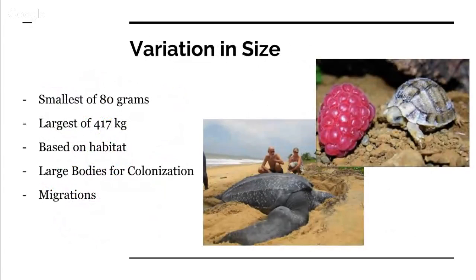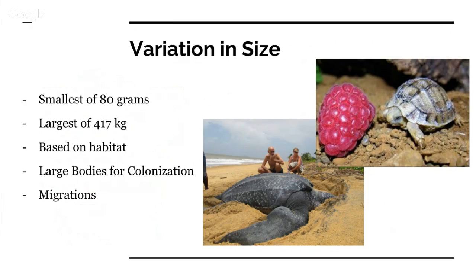There is definitely a large variation in size for turtles. As you can see, you've got the leatherback sea turtle, which is just absolutely enormous. Another example would be the Galapagos tortoise, which is the largest known species of the Testudines. And then to the right, we've got a little tiny turtle. The smallest known turtle we have is 80 grams, and the largest is 417 kilograms.